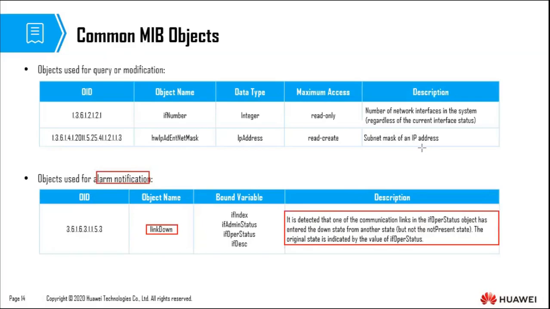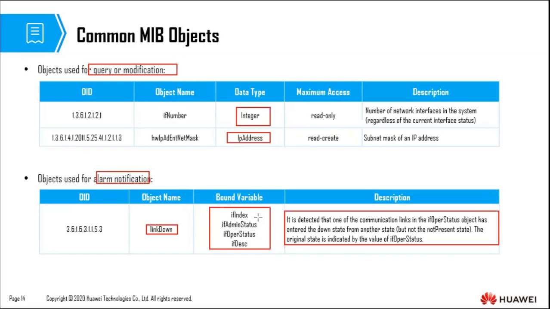With this kind of alarm notification, you can send more than one variable type. During query and modification, we only send a single variable type, for example, an integer or an IP address. Here you can send a number. You can send the interface index, which is the number of that particular interface, like 001 or 002. You can send the admin status, which is the administrative status of the interface.